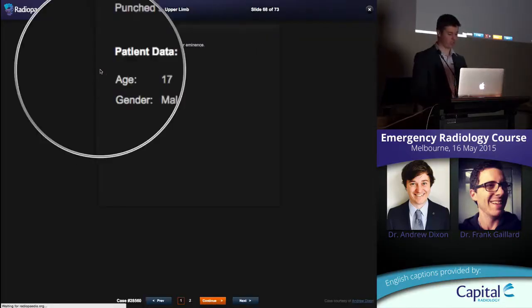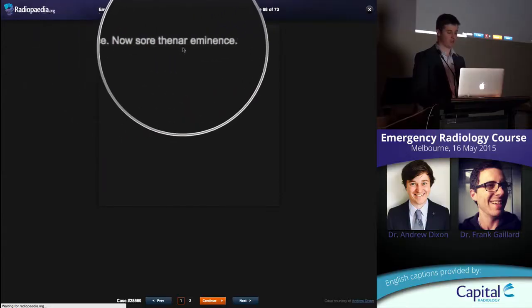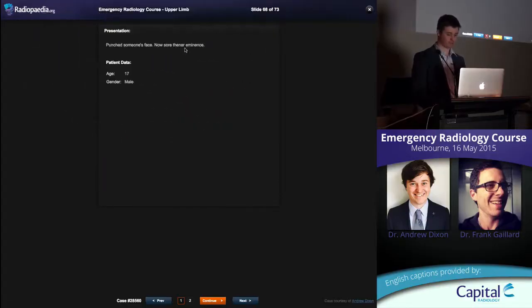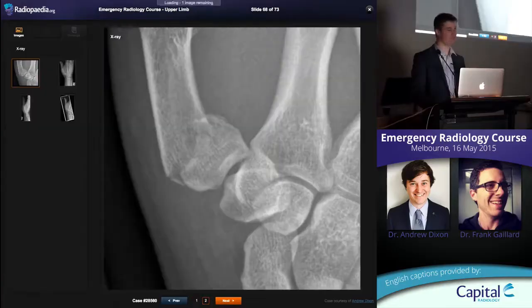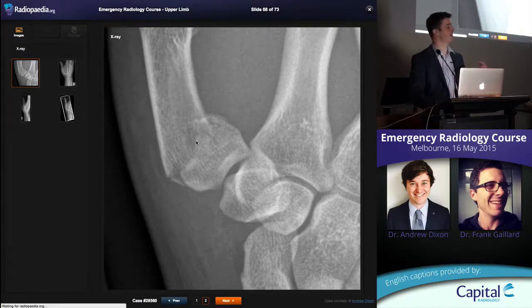This is a good history. Punched someone's face, now saw thenar eminence. 17-year-old male. They're always male, these patients. Okay, this is a nice little case that I show to the radiology registrars as they're about to take their exams. It's the kind of case where it really blows their confidence.